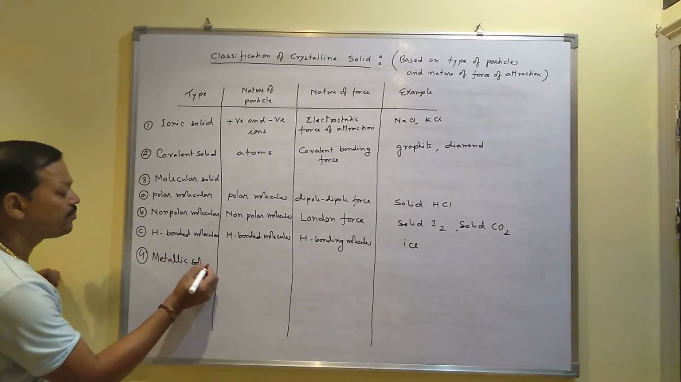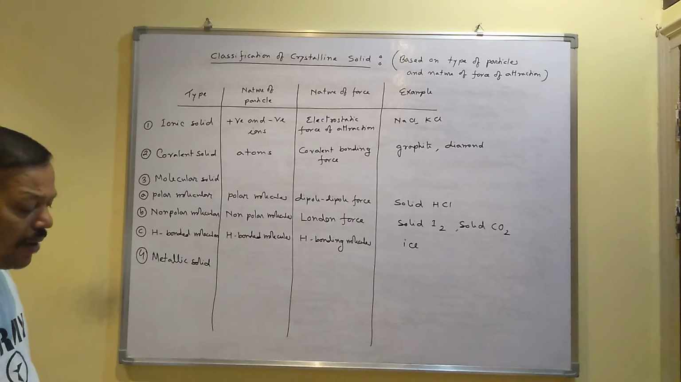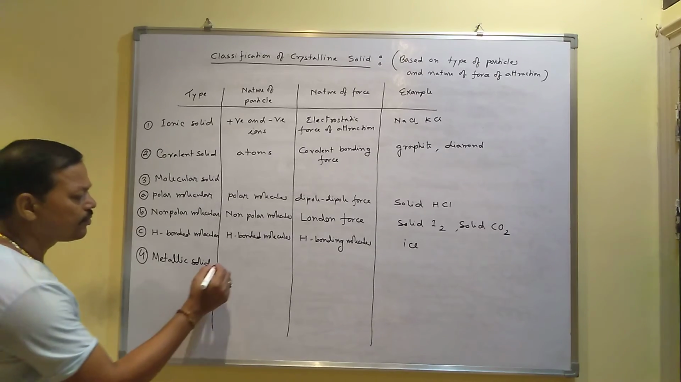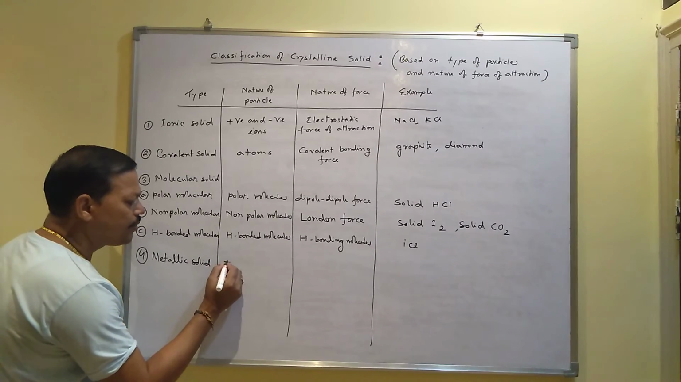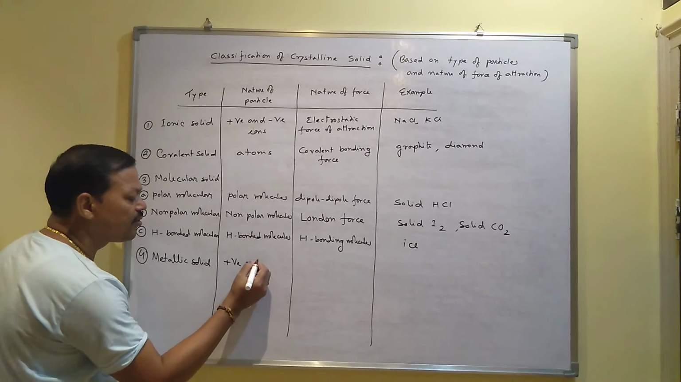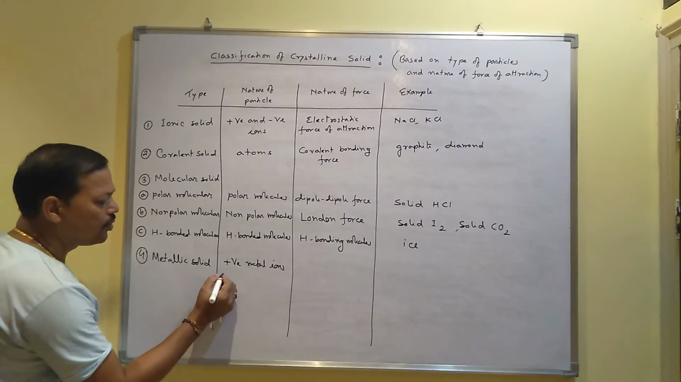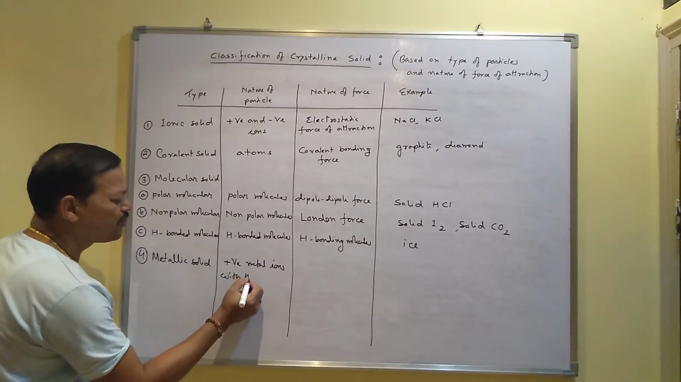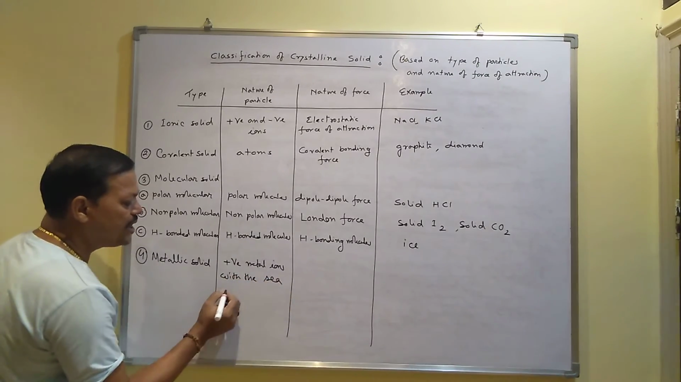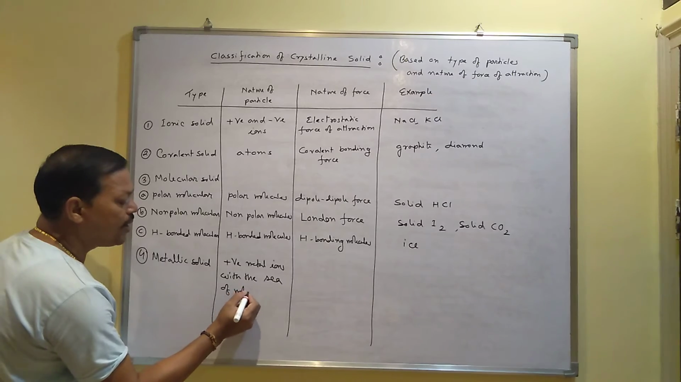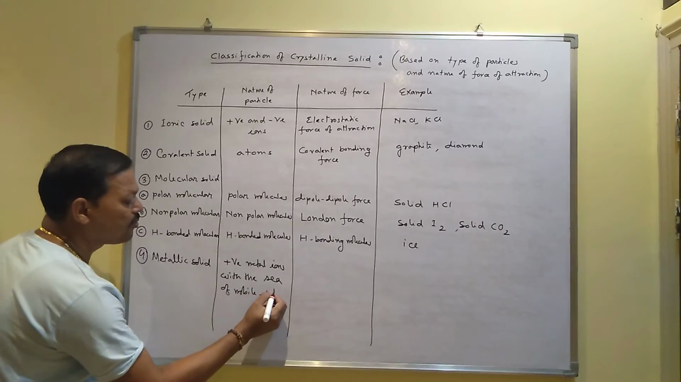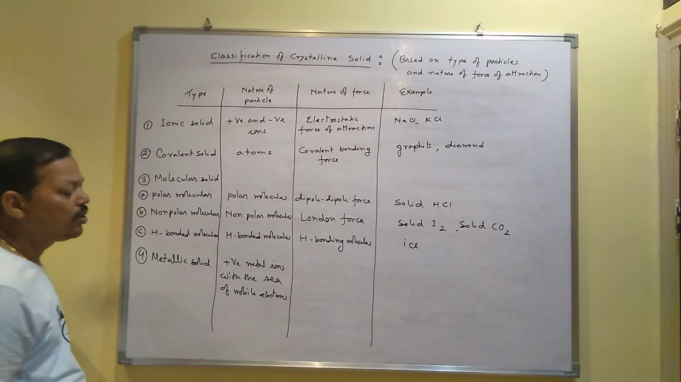metallic solid. In metallic solid, the particles will be positive metal ions with the sea of mobile electrons. With the sea of mobile electrons.